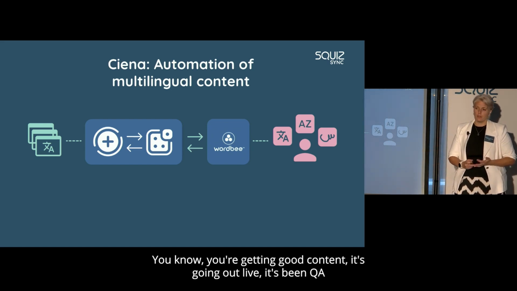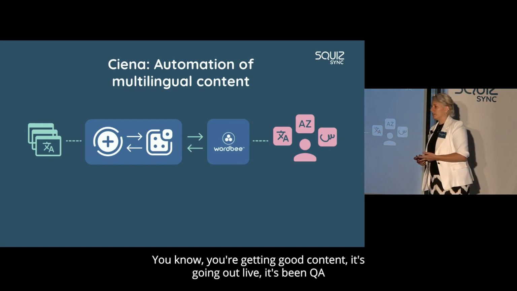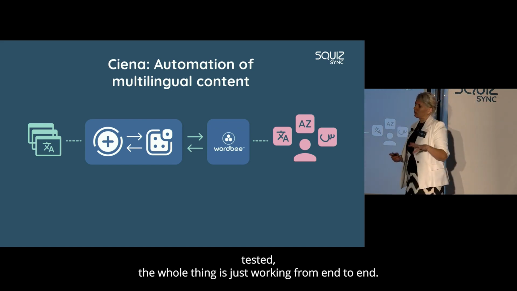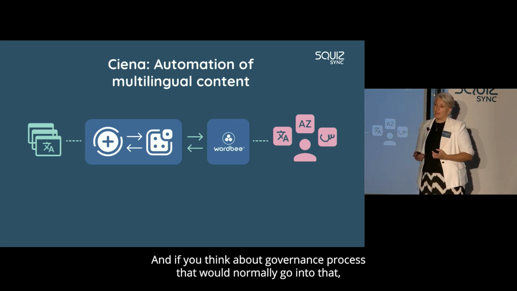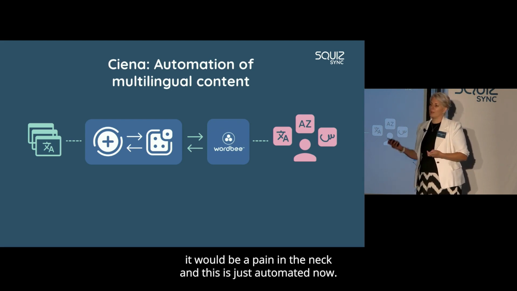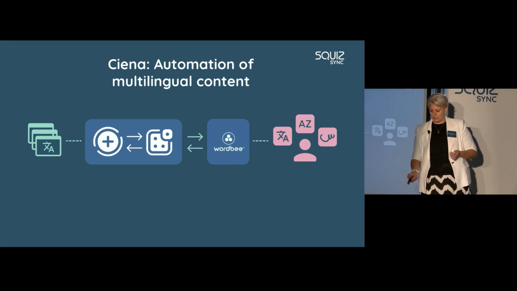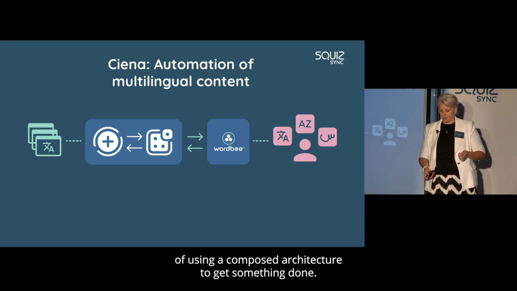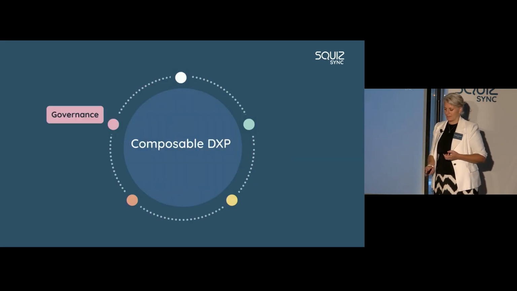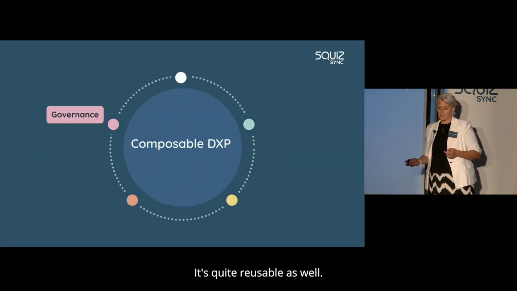You know you're getting good content. It's going out live. It's been QA tested. The whole thing is just working from end to end. And if you think about governance processes that would normally go into that, it would be a pain in the neck. And this is just automated now. So I think that's just a really good example of using a composed architecture to get something done. It's quite reusable as well.